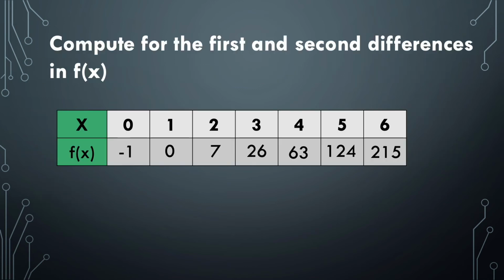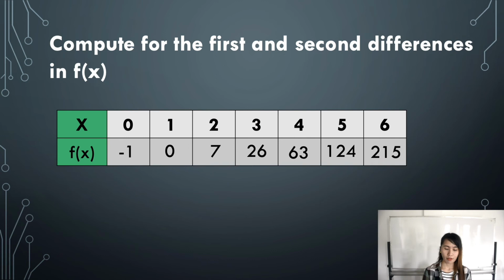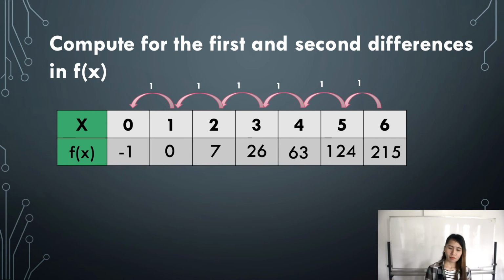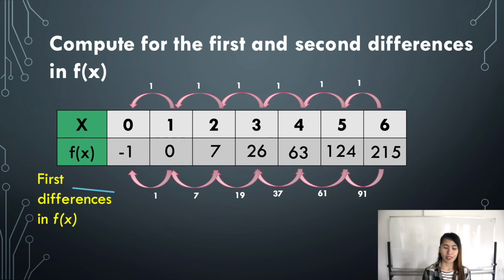Another example, compute for the first and second differences in f of x. We have the values for x, which are 0, 1, 2, 3, 4, 5, and 6. Here are the values for f of x: negative 1, 0, 7, 26, 63, 124, and 215. The differences of the values in x are the same, so it is equal to 1. Now, let's find the first differences in f of x.